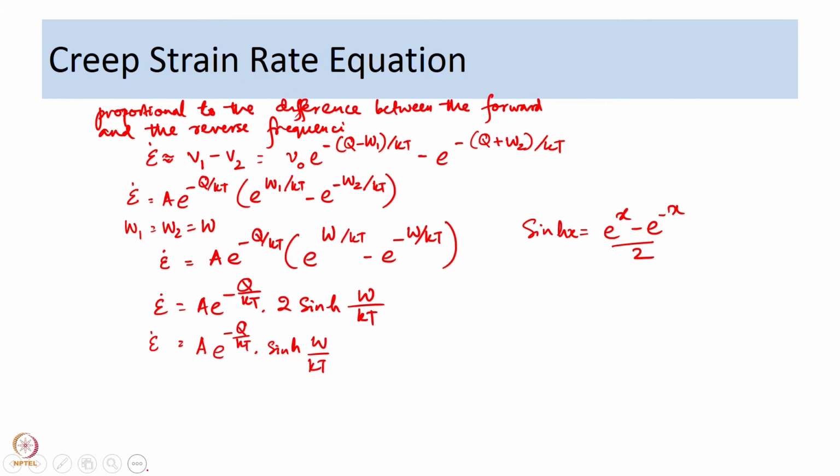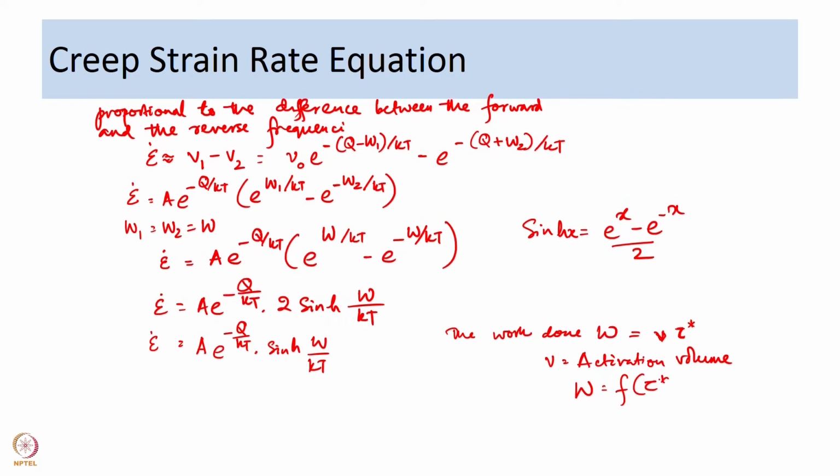So, the work done W can be described as a product of the activation volume V into the stress acting, tau star. Basically, W can be considered a function of tau star. So, this makes strain rate equal to A e to the power minus q over kT into sinh of some function of tau star by kT.